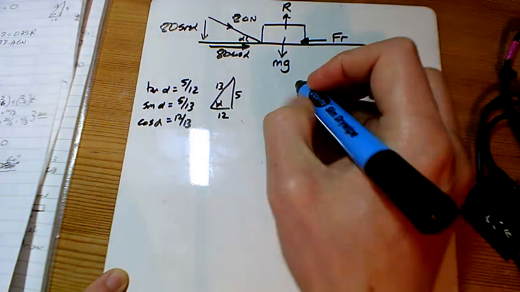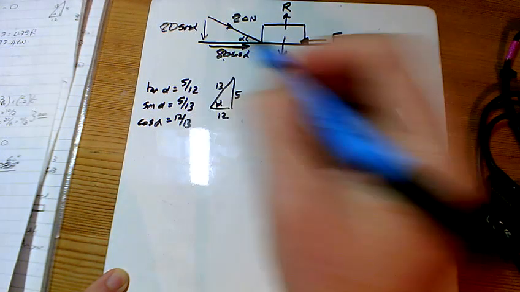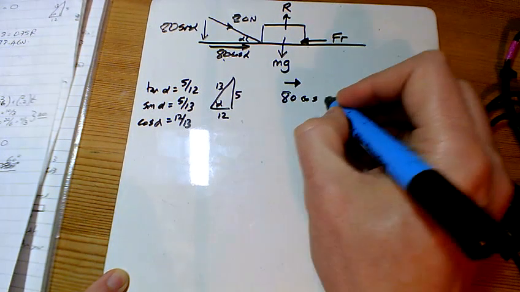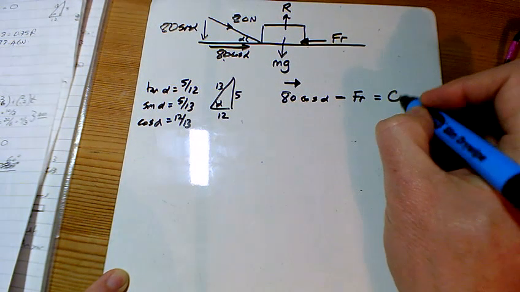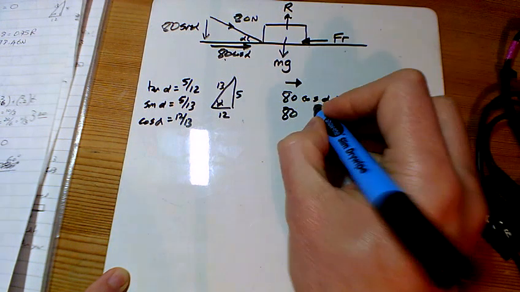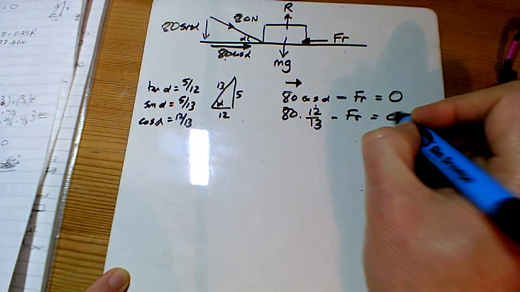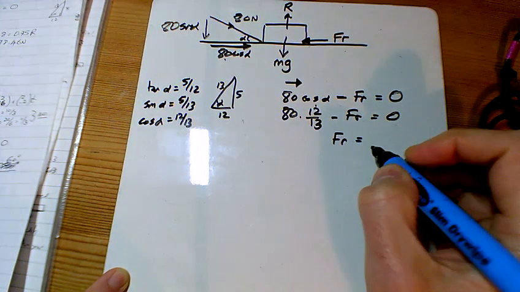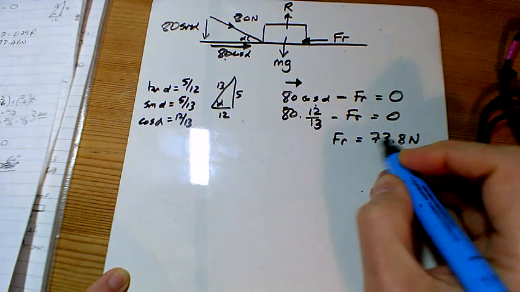Right, well, let's go for this. The forces to the right are equal to what? We've just got this one here, the 80 cos alpha, minus the friction, and it's going to equal 0. Why does it equal 0? It tells you it equals 0 because the box moves with constant speed, so there's no acceleration. Cos alpha, we just figured out, was 12/13, and so I can tell you that the friction is equal to 73.8 newtons. Part 1 done.